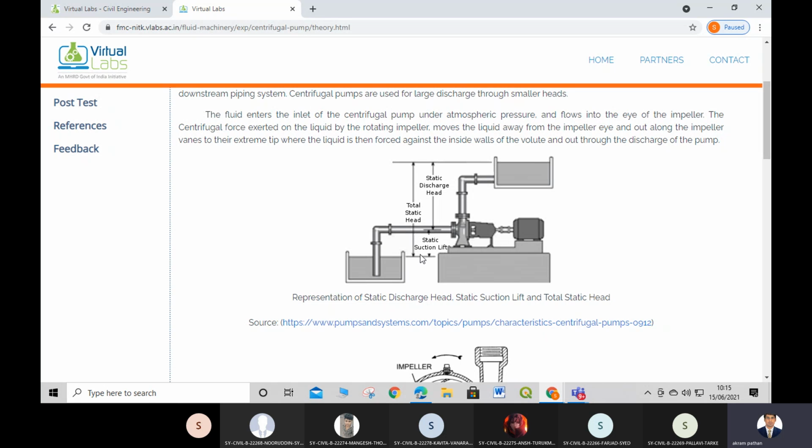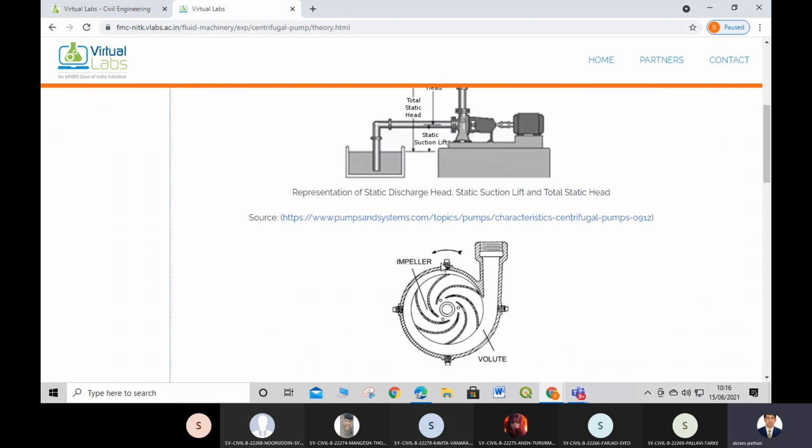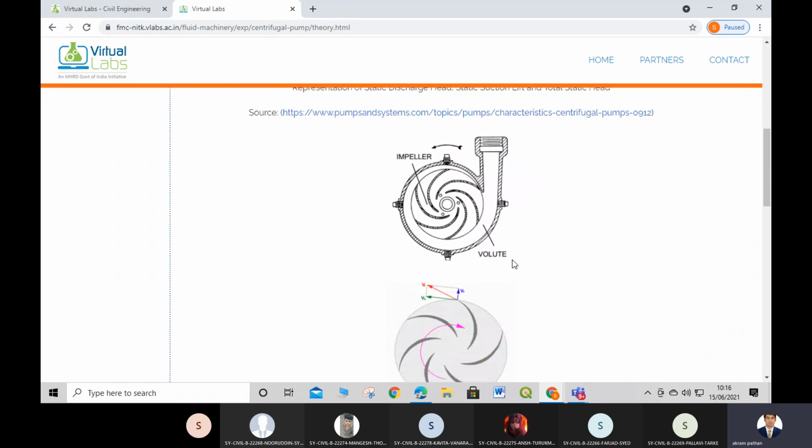Now the total head means the height of water from the sump level up to the ground. Depending upon this head, the efficiency of the pump will depend, okay. Then we have an impeller. Look at this particular diagram. This is the inside mechanism of the impeller. The impeller is rotating in this direction.